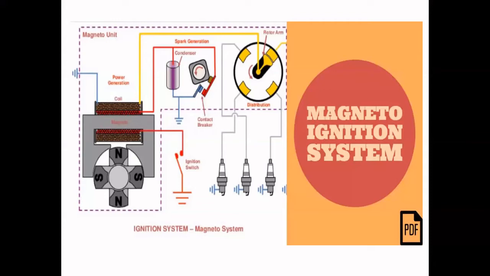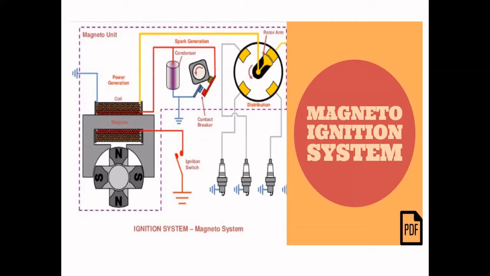The condenser is grounded, and to the right of this magneto you can see the ignition switch, which is also grounded. The function of the ignition switch is the same as in the previous battery ignition system. The ignition switch is controlled by the driver for switching the engine on or off.